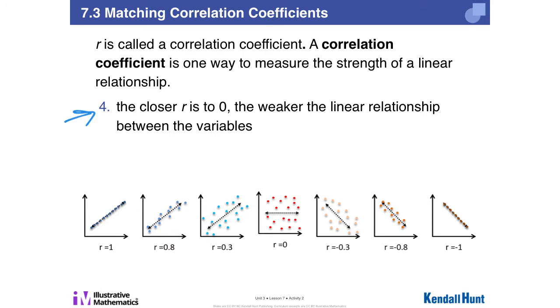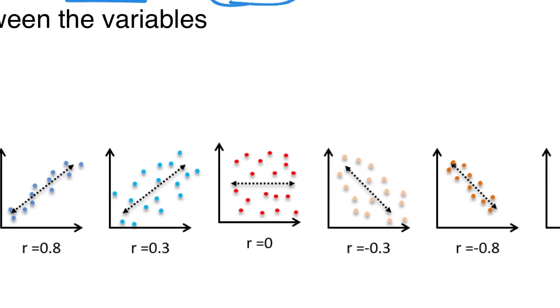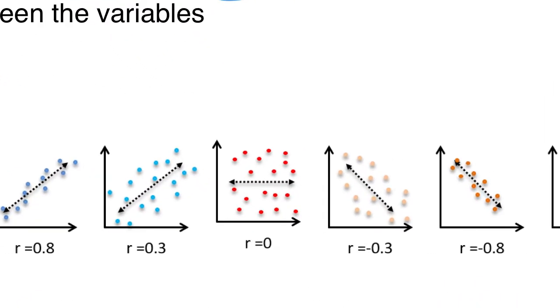The last point, number 4 here, says that the closer R is to 0, the weaker the linear relationship is, which just means that as your value of R gets closer and closer to 0, the more spread out your data is going to be. And when R is exactly 0, that just means that the data is so spread out, there is no relationship between these variables that you're measuring. Your line of best fit would just be a horizontal line there.